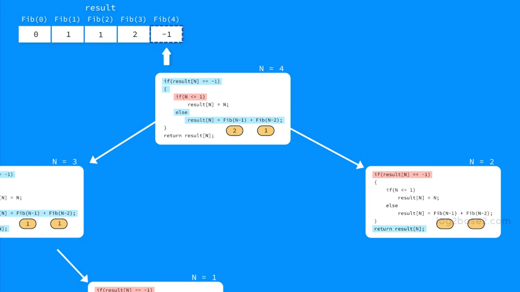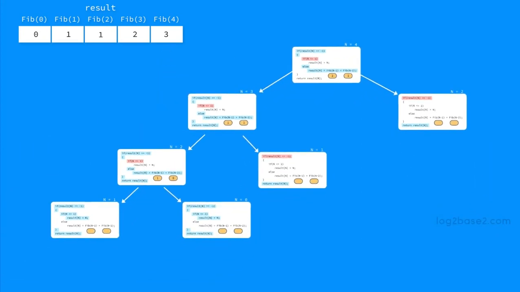And in fib of 4, we have result of 4 equal to fib of 3, that is 2, plus fib of 2, that is 1, which is equal to 3. And finally, result of 4 is returned to the calling function. Thus, we have got the result fib of 4 equal to 3. And this is how, in the top-down approach, memoization helps us avoid the recomputation issue and saves a lot of time and space.